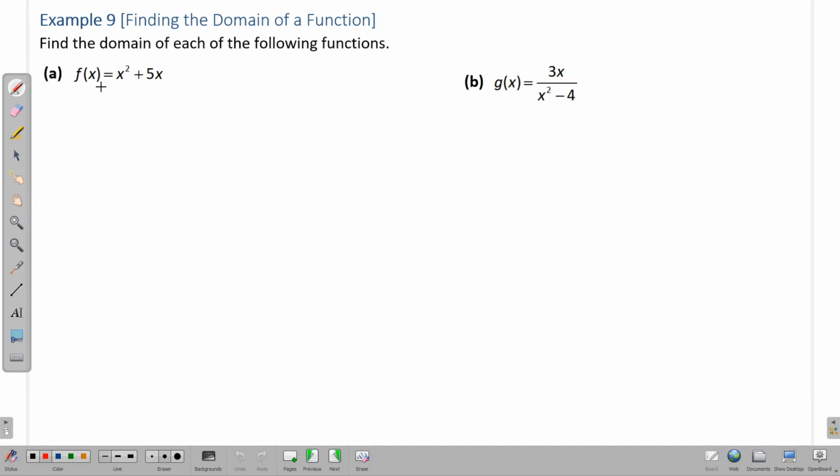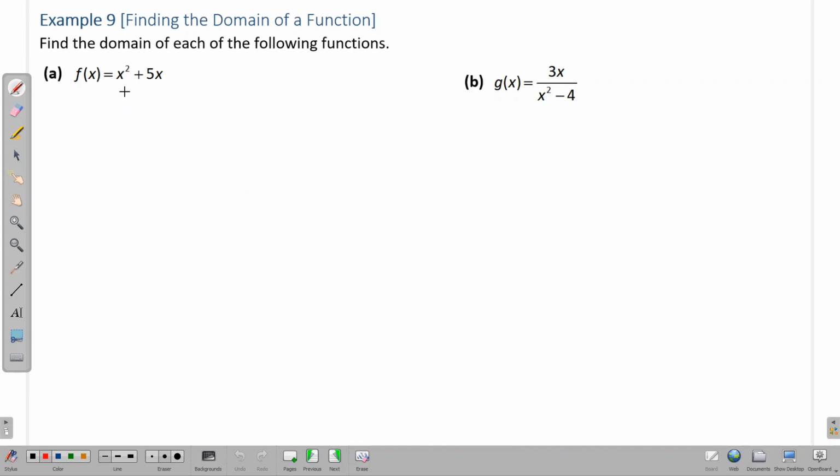Okay, so first one, this is a polynomial function. So let's go through. We start off with the assumption that we're going to let all real numbers be the domain and see if anything bad can happen. First one, are there any denominators? No, there's no denominators here, so we don't have to worry about that. Next, are there any roots, any radicals? There's no radicals, so we don't have to worry about that. And then third, are there any logs? No logs in this function either.